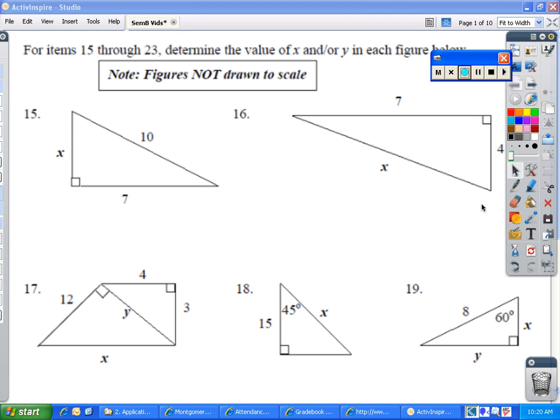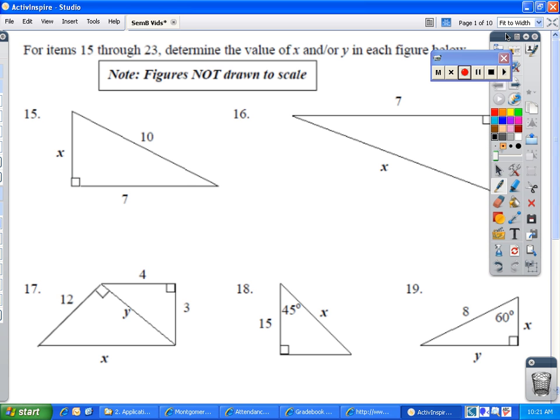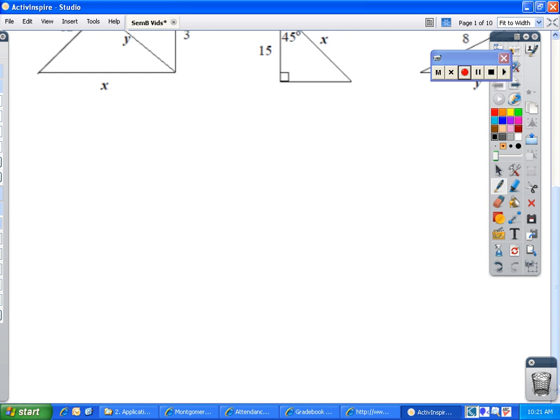Okay, looking at number 15 through 19, the first thing I'm going to notice about all of these triangles is that they're all right triangles. And when we are looking at right triangles, earlier in the semester, we learned two main things that we could do with these right triangles. This is from the earlier unit, where the first two things that we had learned were the Pythagorean theorem.